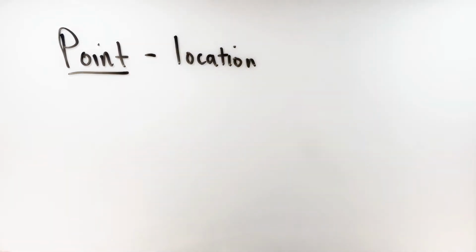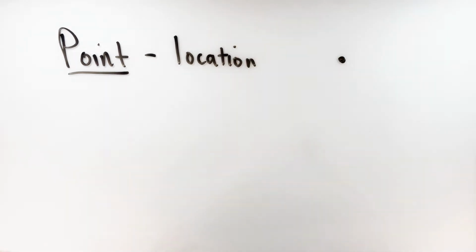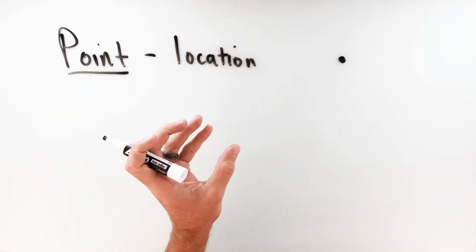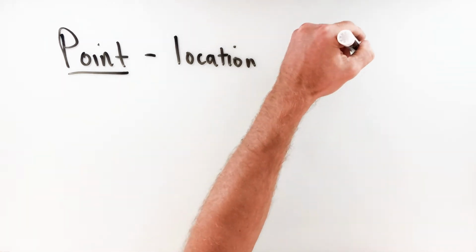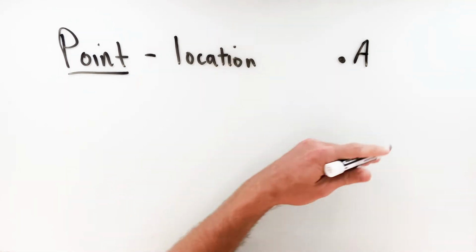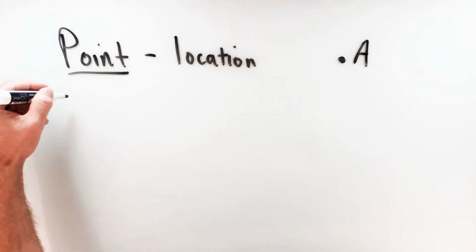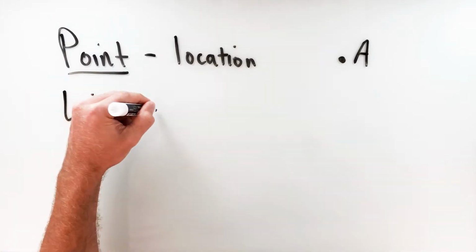We have to be able to denote these, and to do that, you're going to see usually a dot. Even though a dot does have thickness, a point really has no thickness, it's just a location in space. And we use capital letters to denote points so we can distinguish between multiple points in one general location. Now, if you take 2 points and you connect the two, you get what we call a line.